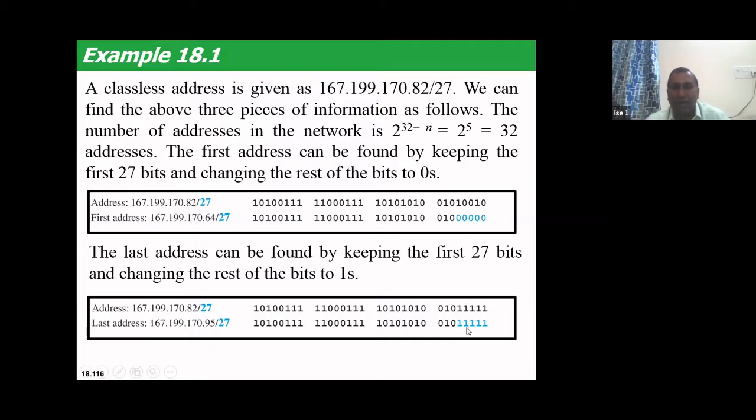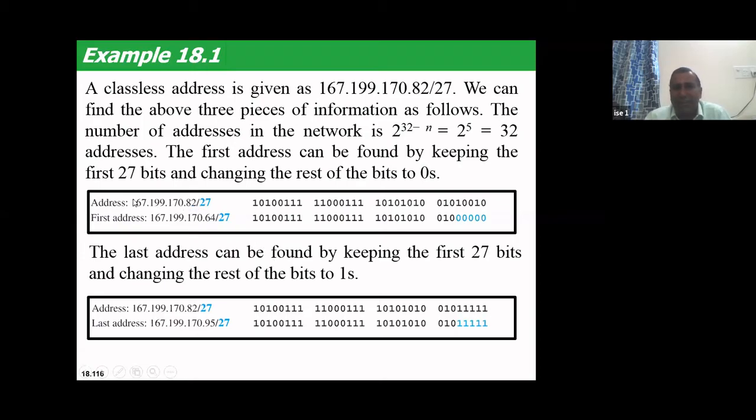Then I find this value, which is 95. So the starting address of this network, assigned to an organization, is 167.199.170.64, and it ends at 167.199.170.95. The difference is 95 minus 64, roughly 32 addresses. These are the starting address and the ending address.